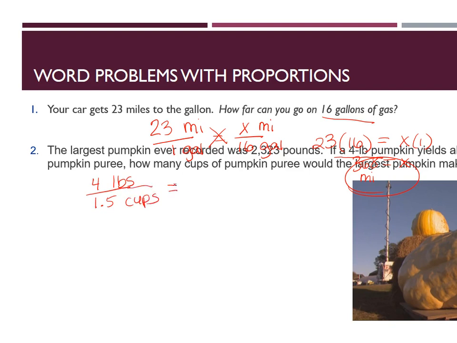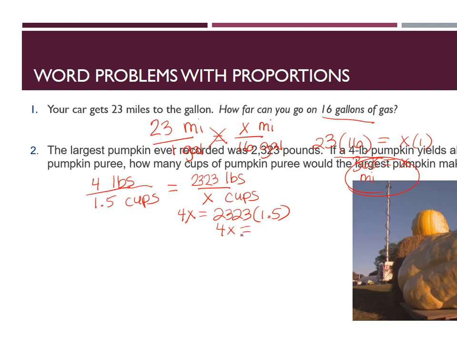So I can set that up as a fraction. And I'm going to set that equal to another fraction, and remember I want to be consistent, so if I have pounds on top there, I'm going to put it on top here. The largest pumpkin was 2,323 pounds, so that's going to go on top, and I want to know how many cups, so that's my X. And then I just do cross products. 4X equals 2,323 times 1.5.